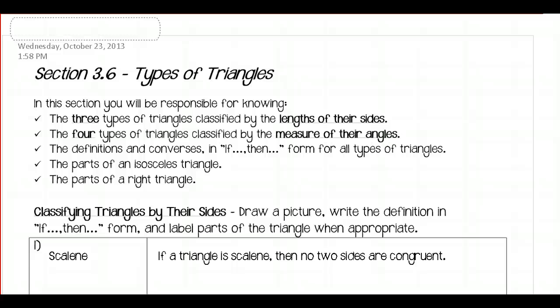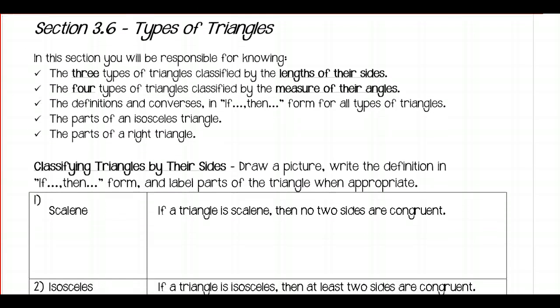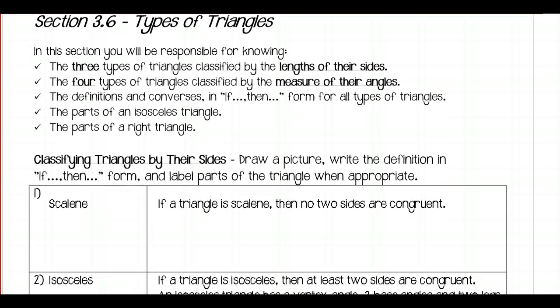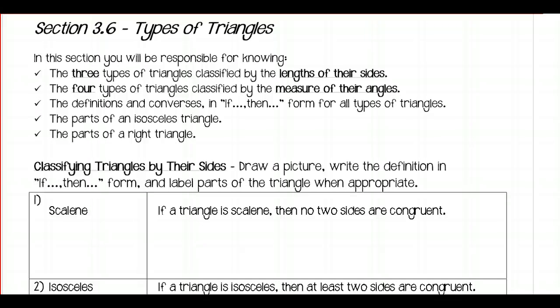This is Mr. Martin. These are the video notes for section 3.6, types of triangles. Most of this information I'm sure you've learned before, so hopefully it's just a refresher for you, and maybe there's a few bits of information that'll be new for you. And then of course we'll be applying it to do proofs as well, and there'll be some algebraic geometry in there as well.